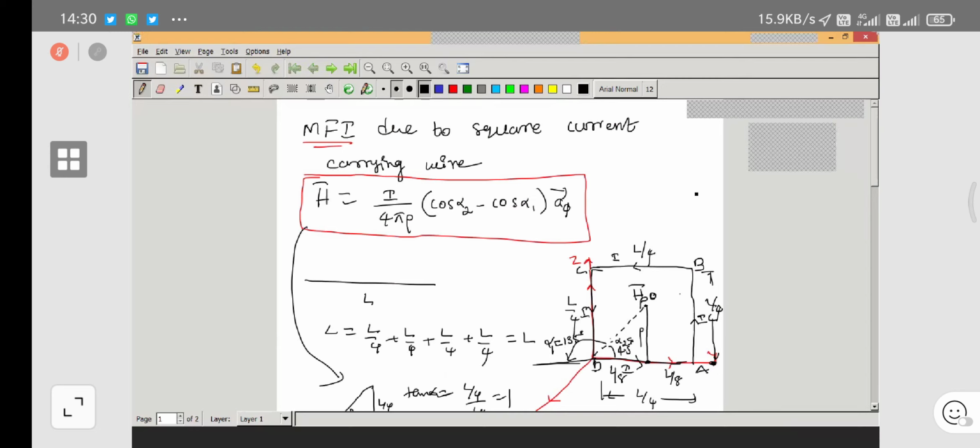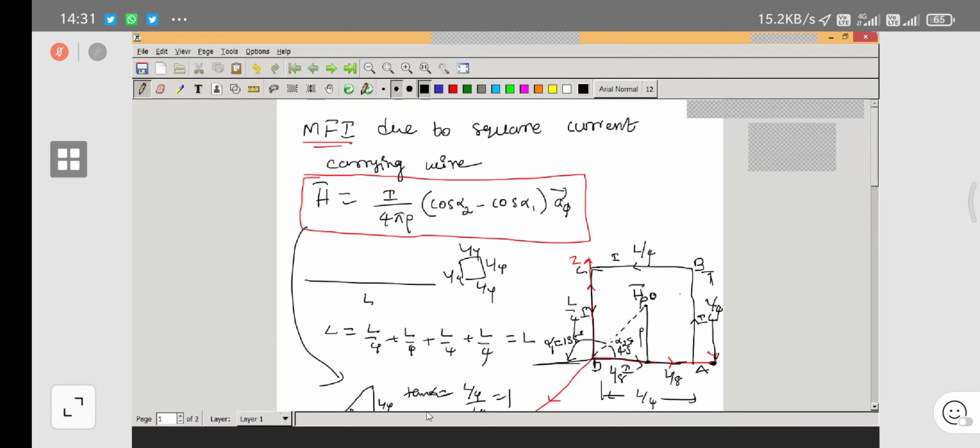In the square current carrying wire, we take a wire and bend it in the form of a square, in a three-dimensional view, in the xy or yz plane, any mode. Bent in the form of a square, take the total length as L. In the square, each side is L by 4. This is L by 4, this is L by 4, this is L by 4.